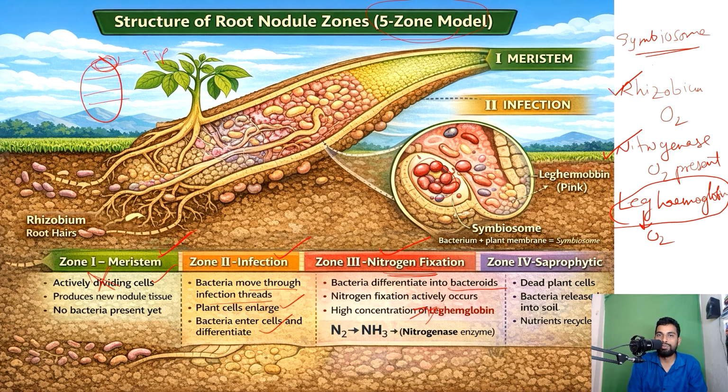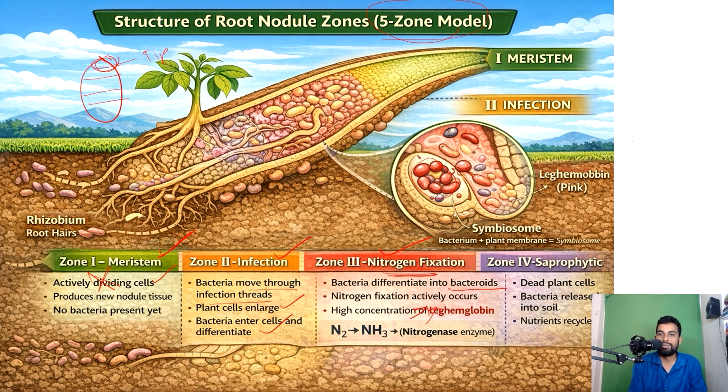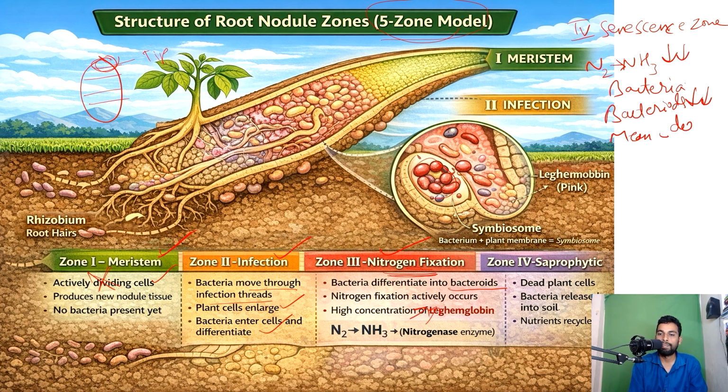There is one zone missing in the diagram. Let us see about it. The fourth zone is the senescence zone. So here the opposite reactions happen. Here nitrogen fixation reduces. Also the bacteria, that is bacteroids, decline, meaning they degrade. Okay, so nitrogen fixation is reducing here. That's why we call it the senescence zone.